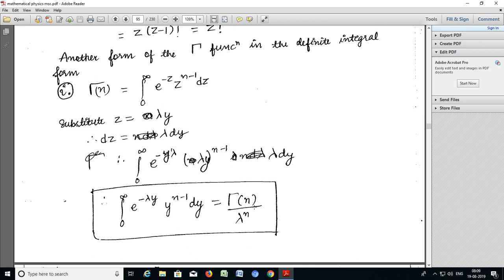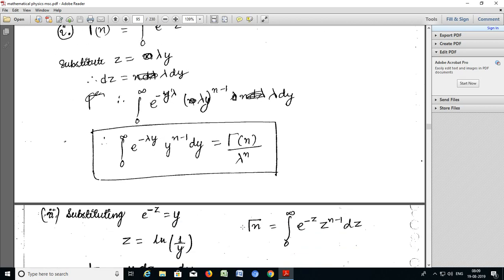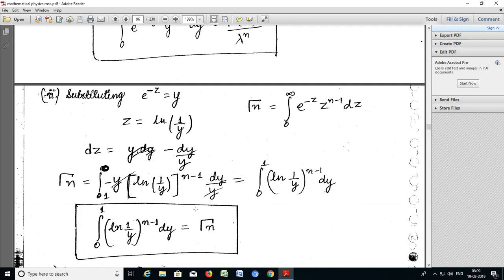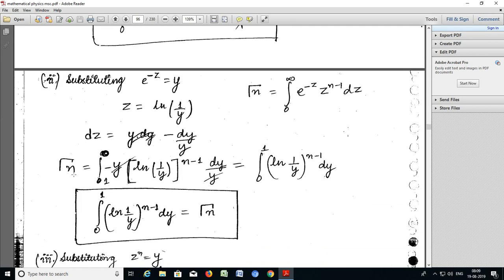Now let us substitute z by lambda y. So dz is equal to lambda dy, and we get the integral from 0 to infinity of e to the power minus lambda y, lambda y raised to n minus 1, lambda dy. This whole term is equal to gamma n divided by lambda to the power n.